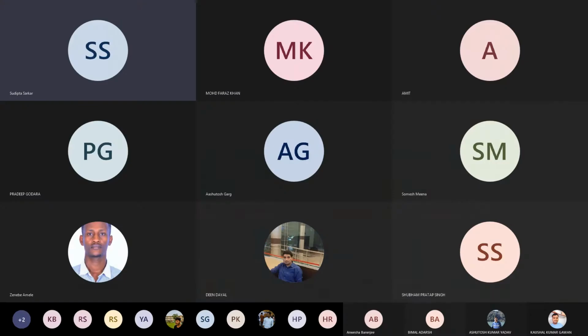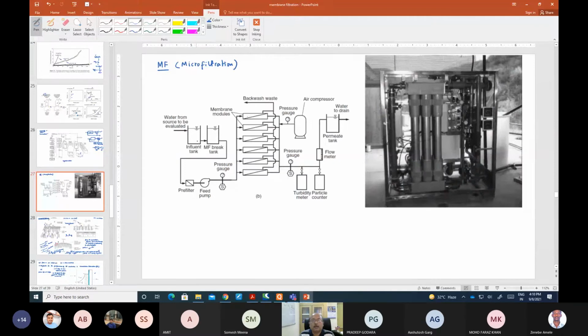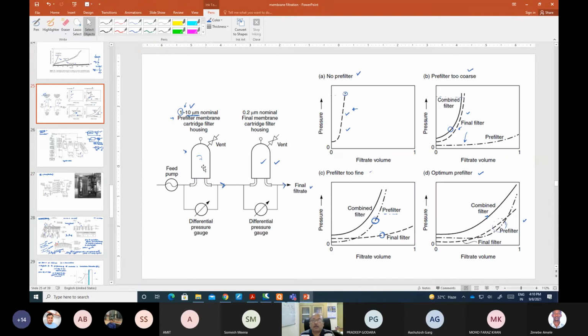Initially this is the water that we need to feed into the system. So you have this pre-filter. We talked about the pre-filter, if you can remember that, some coarse and finer pre-filter. What are the effects on our filtration? Filter volume versus pressure requirement.